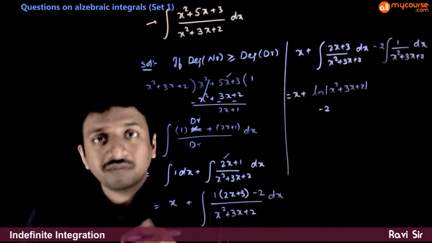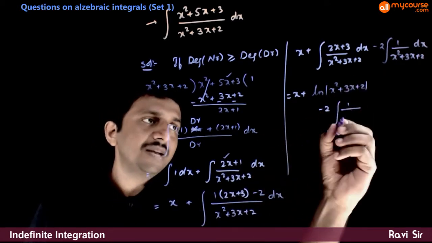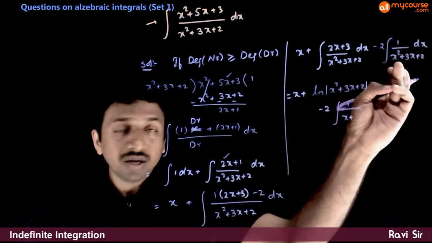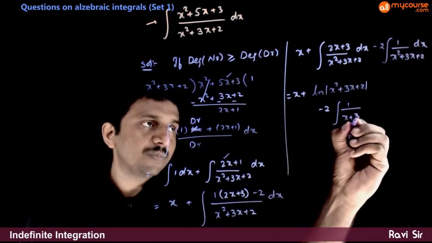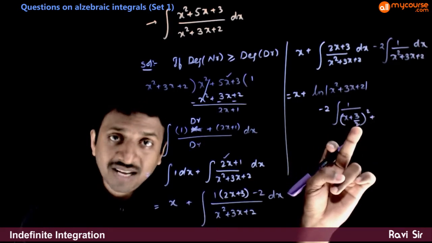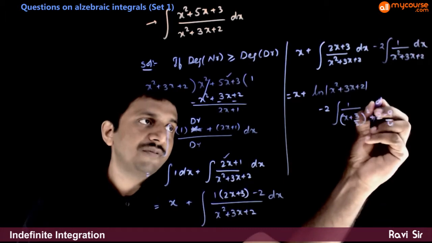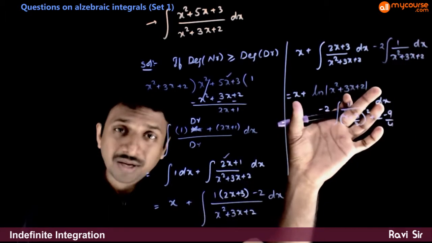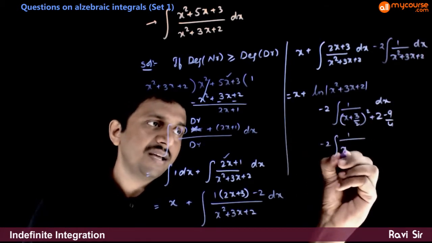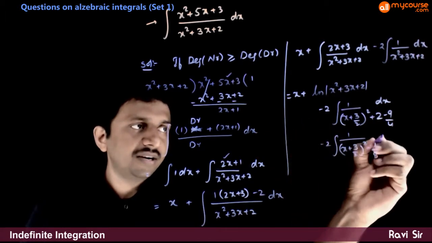1 by quadratic. We do the method of completion of squares. So the integration of 1 by, this can be written as x plus, so this is 2 into x into 3 by 2, so (x plus 3 by 2) whole square plus, you have a plus 9 by 4 here, so you have to subtract 9 by 4, plus 2 minus 9 by 4, dx. These two steps have already been done, so I'll just simplify this. So minus 2 times the integration of 1 by (x plus 3 by 2) whole square minus 1 by 8 dx.